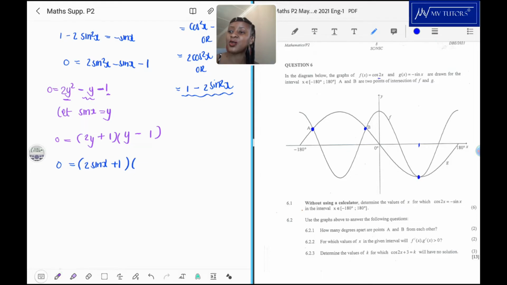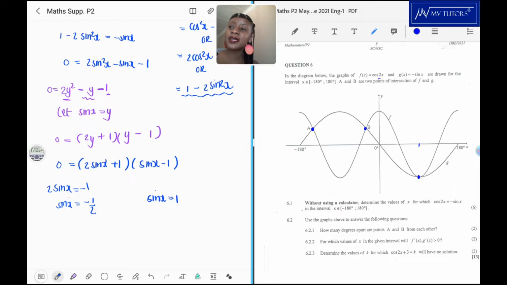Okay, not 2. Sorry about that. On this side I have sine x minus 1, and if I solve it, I have 2 sine x is equal to negative 1. Therefore, sine x is equal to negative a half. And this side I have sine x is equal to 1.